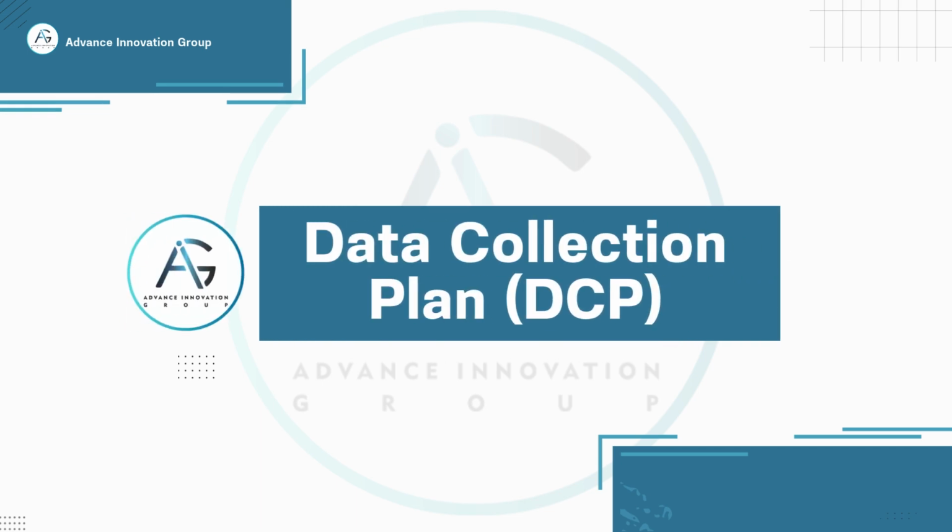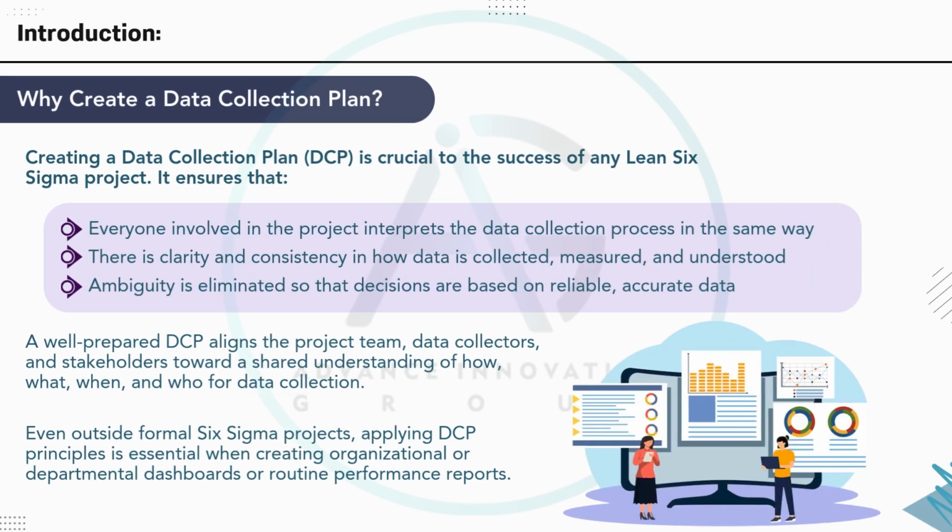Data collection plan. Let's begin by understanding why a data collection plan, or DCP, is vital in any Lean Six Sigma project. First and foremost, a DCP ensures that everyone involved interprets the data collection process in the same way. This alignment avoids confusion and sets the foundation for consistency. Next, it brings clarity and consistency to how data is collected, measured, and understood.